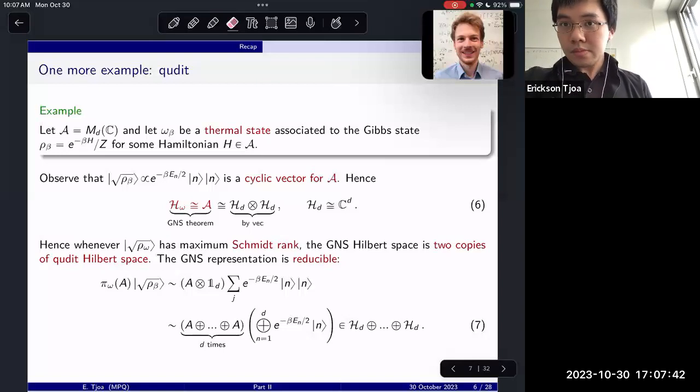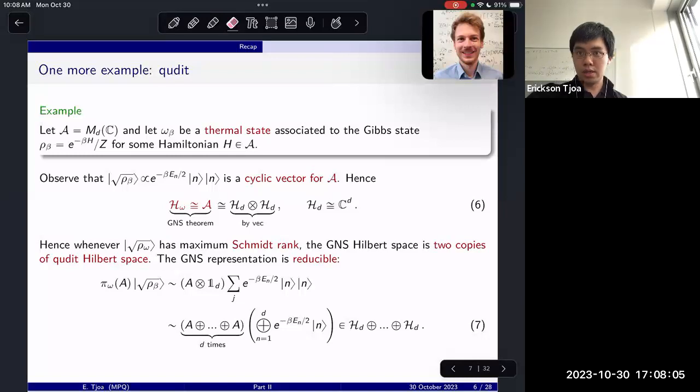And then the GNS theorem in this case says that the GNS Hilbert space is actually isomorphic to the algebra of observables, because the thermal state has max rank. And by the notion of vectorization, this is isomorphic to 2 copies of the original qubit Hilbert space. So this really gives you a canonical purification that doubles the Hilbert space.